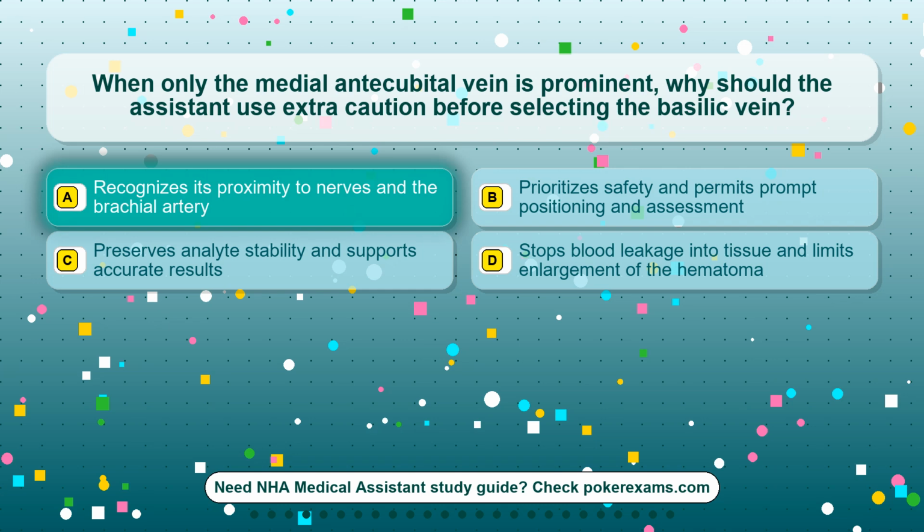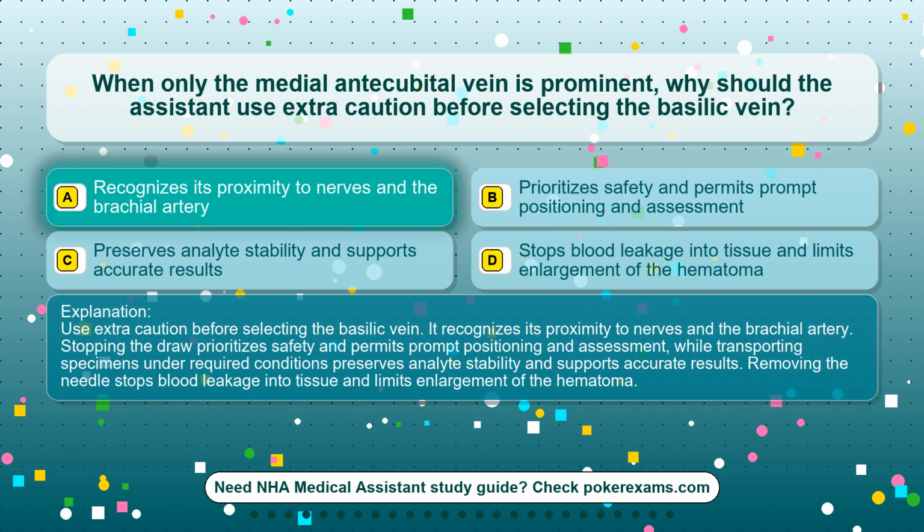The correct answer is option A. Recognizes its proximity to nerves and the brachial artery. Use extra caution before selecting the basilic vein. It recognizes its proximity to nerves and the brachial artery. Stopping the draw prioritizes safety and permits prompt positioning and assessment, while transporting specimens under required conditions preserves analyte stability and supports accurate results. Removing the needle stops blood leakage into tissue and limits enlargement of the hematoma.